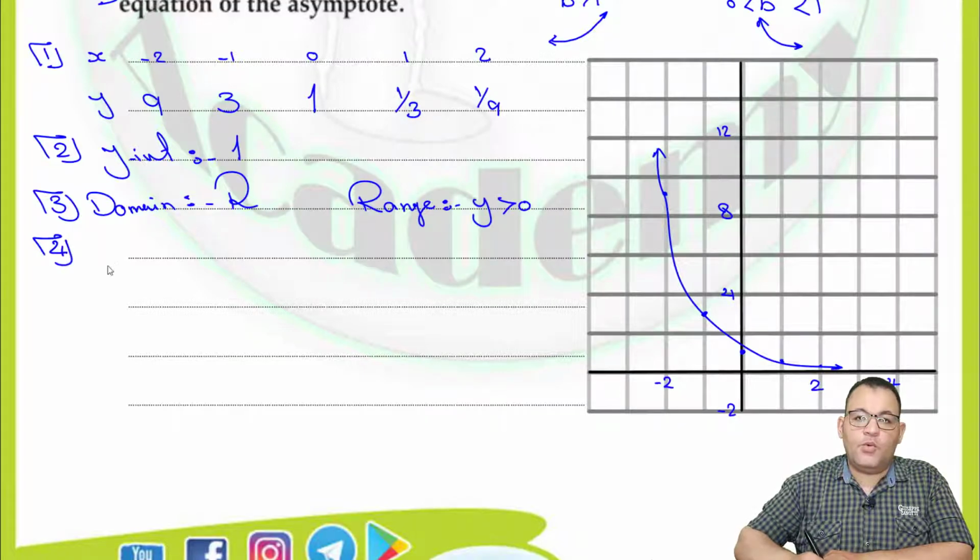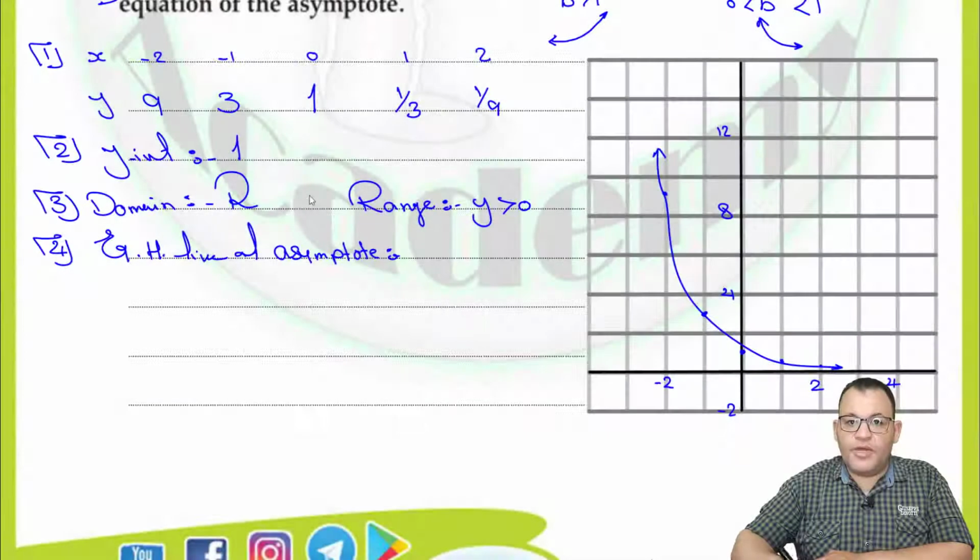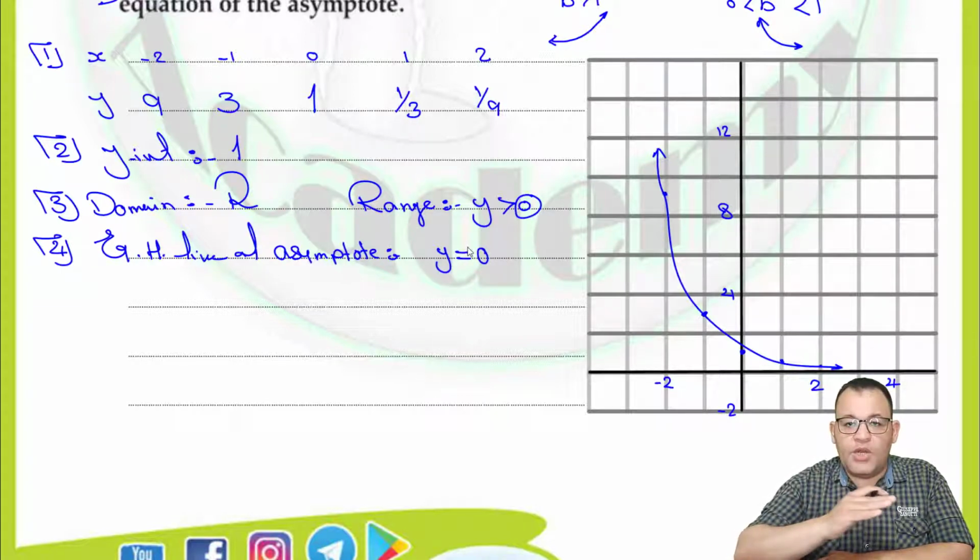Now we need to find the equation of the horizontal line of asymptote. We said the equation of the horizontal line must be written as y equals. Look at the range: y is greater than 0, so the horizontal line of asymptote is y equal to 0. Again, the horizontal line of asymptote is the line which is close to the curve but will never intersect with the curve. You will find that this line is the x-axis. The equation of the x-axis is y equal to 0, and the equation of the y-axis is x equal to 0.